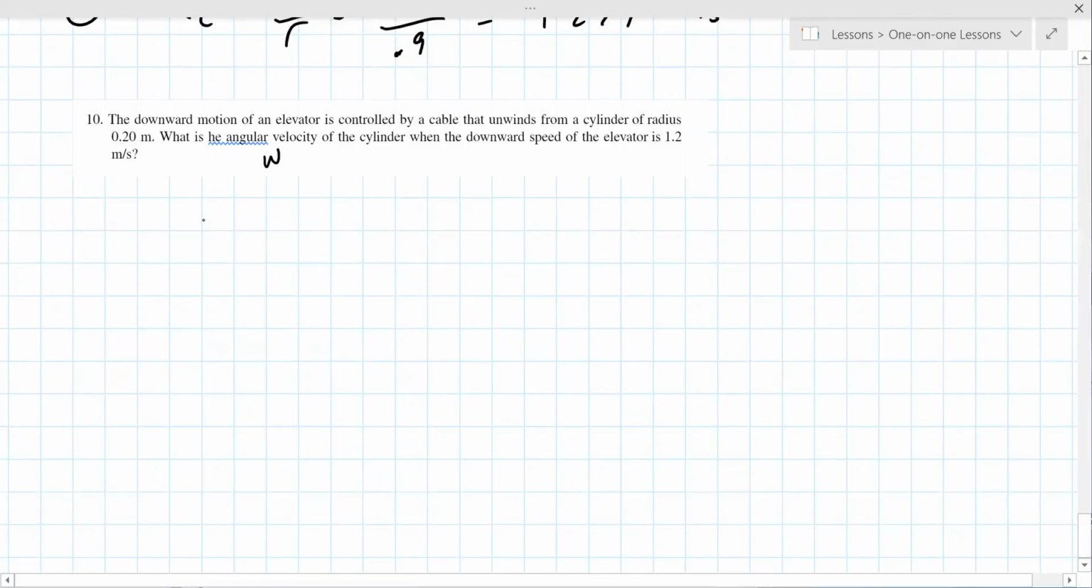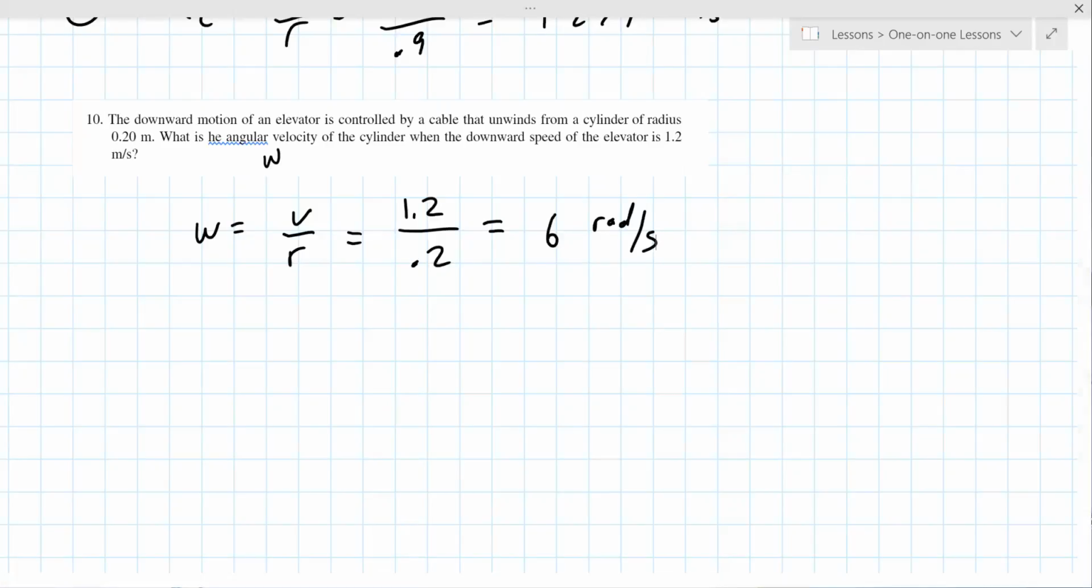Okay, so omega is equal to v over r. We have the velocity, it's 1.2. The radius is 0.2. Looks like it's 6 radians per second. I don't know, that was really straightforward for where it looks like that should have been like question 2. Yeah. That's it for that.